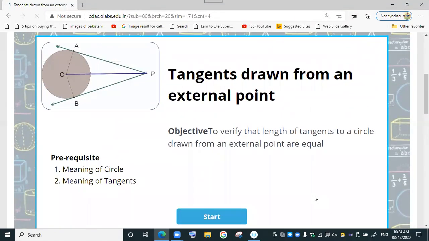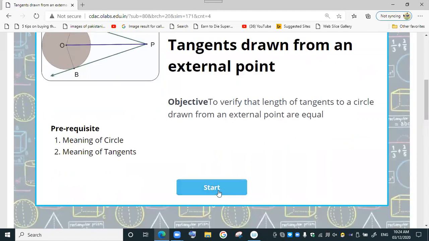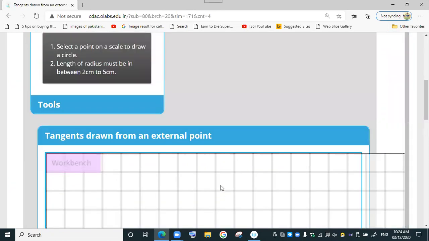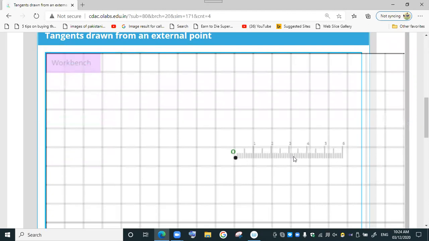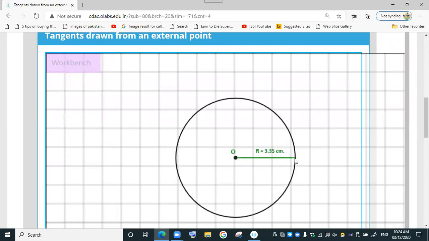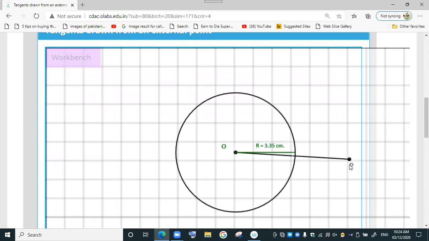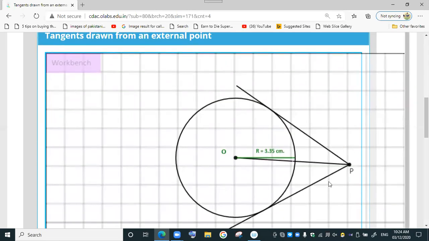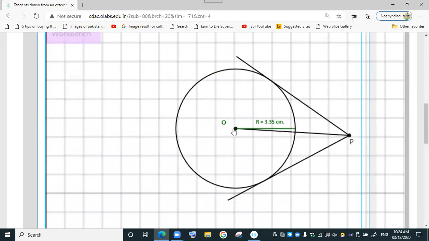Okay, so this is a simulator. Now start. Okay, so you will get this screen. Between 2 to 5, anywhere you can click. You will get a circle. Then click outside to get a point. Okay, then again on point P, click to draw two tangents. Then click on O to draw the two lines which are perpendicular to the tangents.